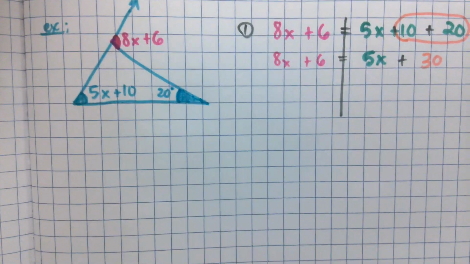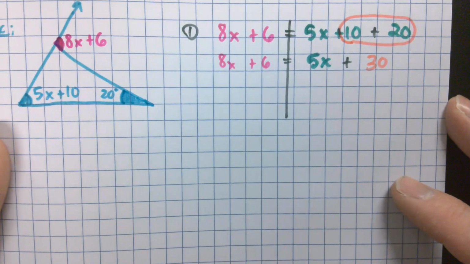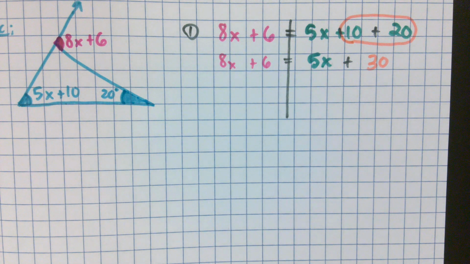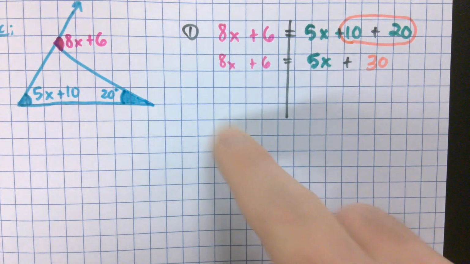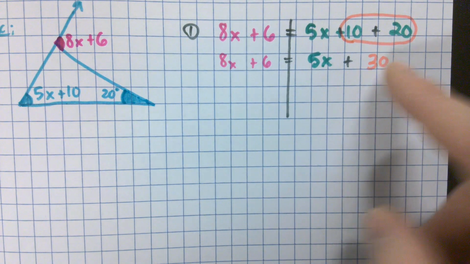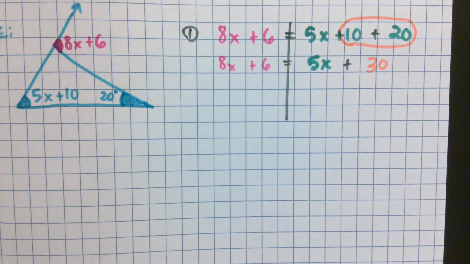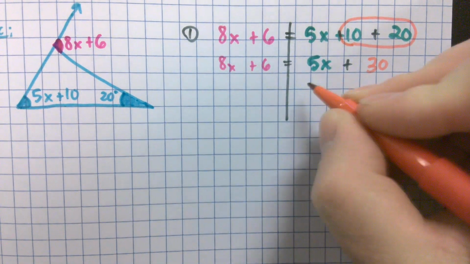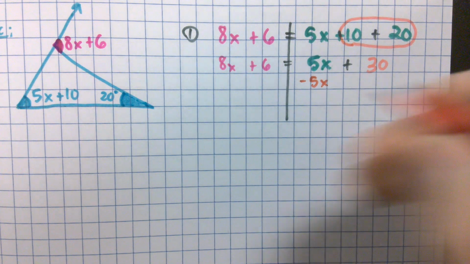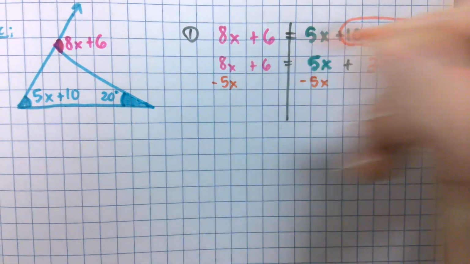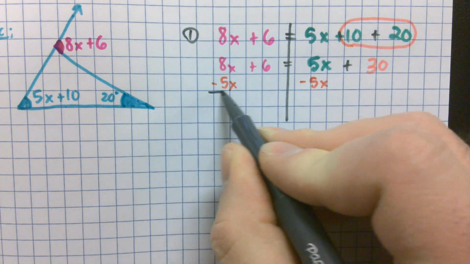I'm going to zoom in a little bit so you can see. So now I've got a variable and a constant on the left, a variable and a constant on the right. We're going to bring our variable to the left, bring our constant to the right. How can I bring my variable term to the left? What do I have to do on both sides? Subtract what? 5x. Not just a 5, it's a 5x. You got to be very careful with that.